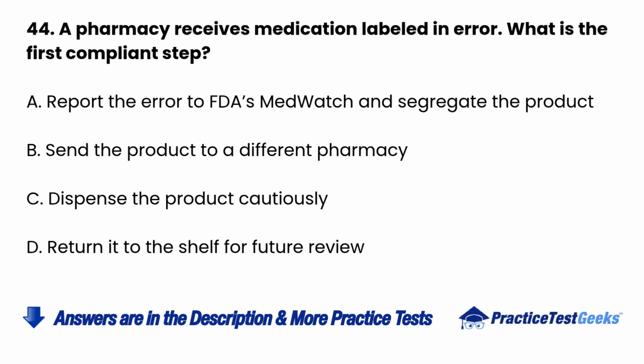44. A pharmacy receives medication labeled in error. What is the first compliance step? A. Report the error to FDA's MedWatch and segregate the product. B. Send the product to a different pharmacy. C. Dispense the product cautiously. D. Return it to the shelf for future review.